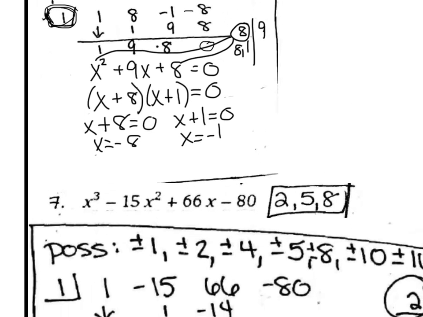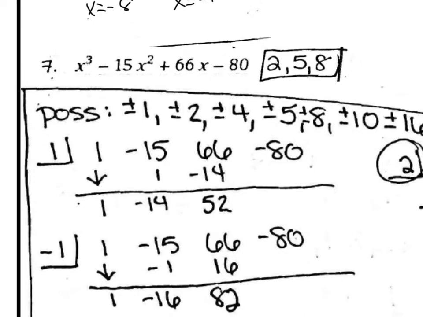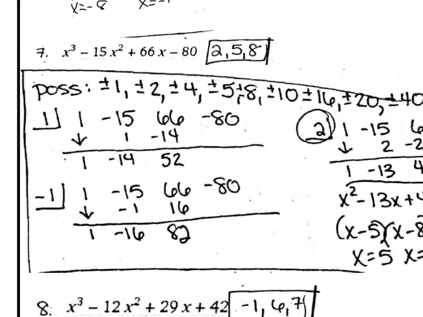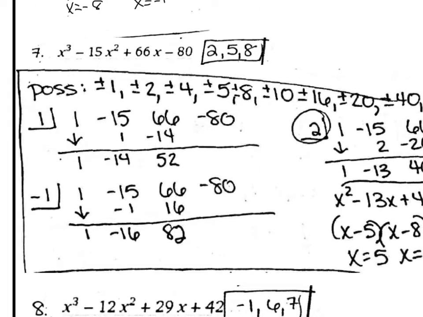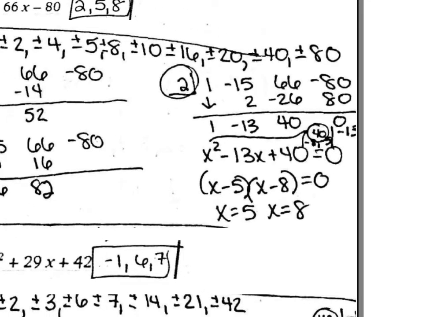Number 7, the answers were 2, 5, and 8. 2 should have been the one for synthetic division, which left you, let me scroll over to the right here. So 2 was an answer, which left you with x squared minus 13x plus 40. Factoring that gives you x minus 5 and x minus 8, which means your answers are a positive 5 and a positive 8.